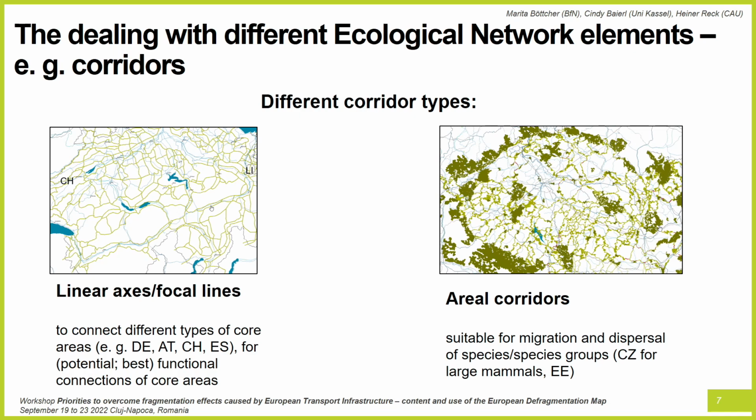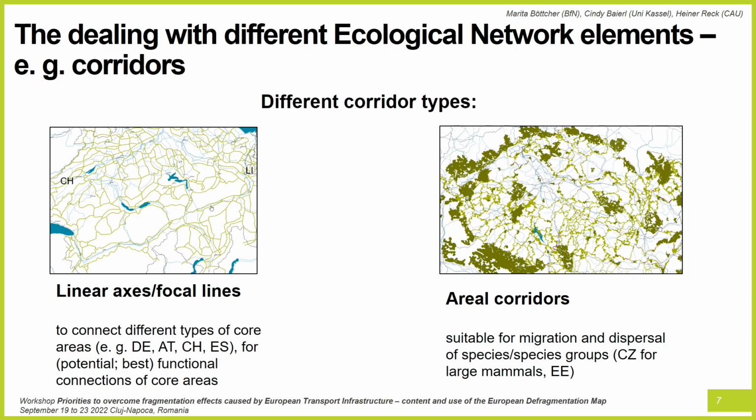Regarding the different ecological network elements, I will show you some different maps. I don't know if you can see anything here, but I will describe them as best I can. We have different corridor types. On the left-hand side, you see linear axes or focal lines. Some countries have just marked them, and these are focal lines, not area-based. They use expert criteria like largely straight continuity of long migration routes, lowest migration resistance, or shortest possible distances between source and destination areas. For example, Germany, Austria, Switzerland, and Spain have these types of ecological corridors.